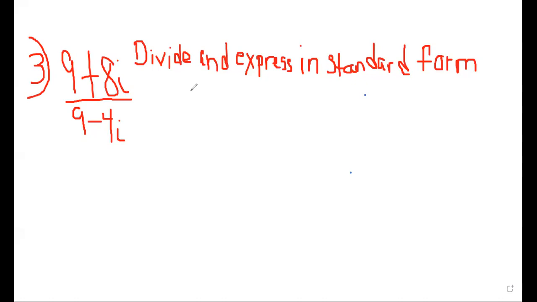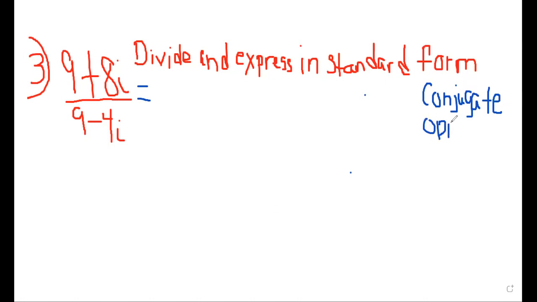Okay, the direction tells us to divide and express in standard form. First, we need to understand that we're dealing with a complex fraction and irrational numbers with i, so we always begin with the conjugate. With the conjugate, we pay attention to the denominator in the fraction, and the conjugate is always the opposite of the denominator.